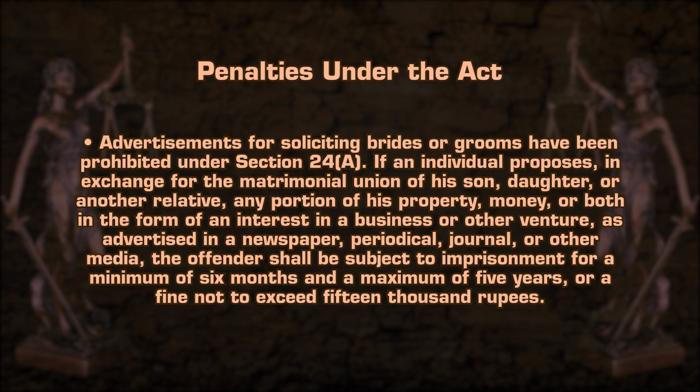Advertisements for soliciting brides or grooms have been prohibited under Section 24 subclause A. If an individual proposes in exchange for the matrimonial union of his son, daughter or other relative any portion of his property, money or both, in the form of an interest in a business or other venture as advertised in a newspaper, periodical, journal or other media, the offender shall be subject to an imprisonment for a minimum of 6 months and a maximum of 5 years and a fine not to exceed 15,000 rupees.